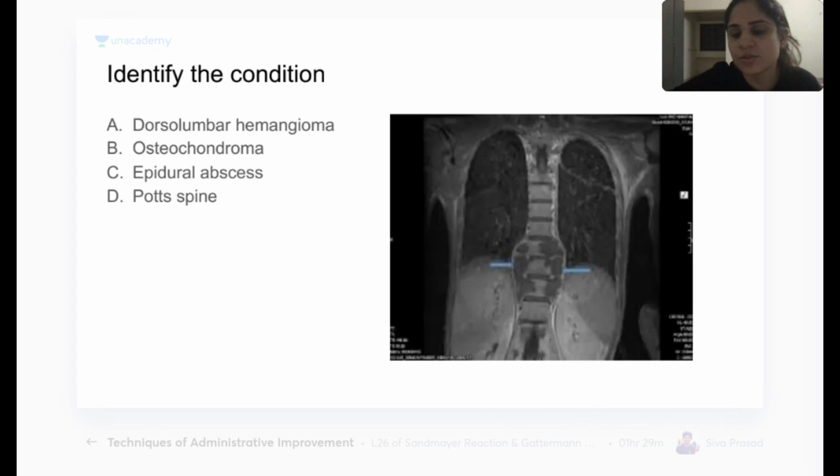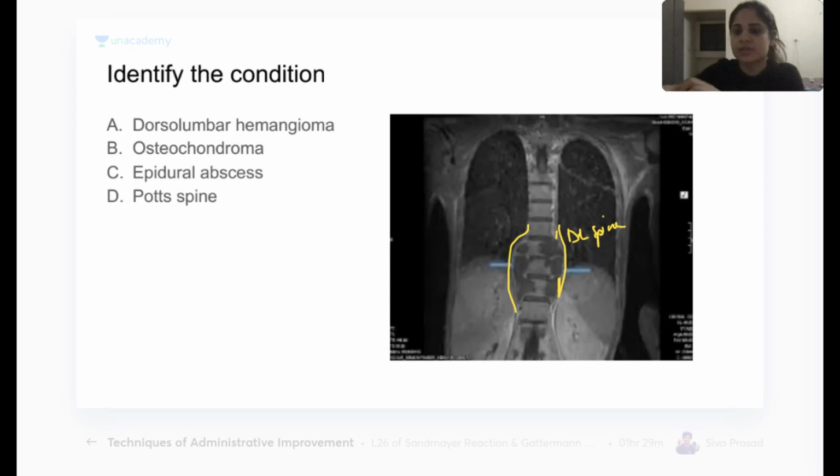Okay, very good. So if you all had come for my previous class, 100% of you would have been getting this. What is this appearance of the abscess called as? First of all, it is present in the lower thoracic and the upper lumbar areas. So this is your dorsolumbar spine, correct?